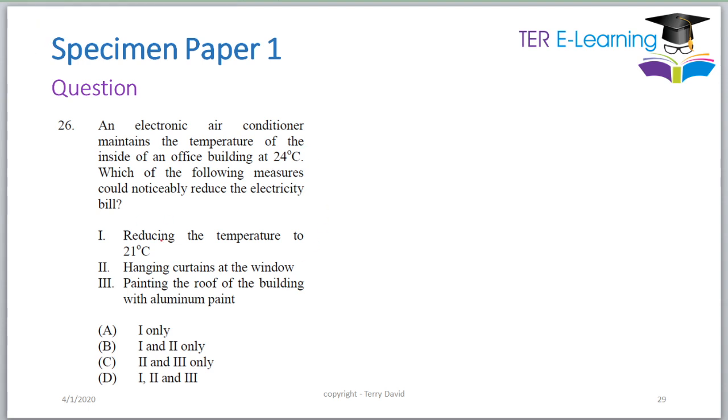So the first one, reducing the temperature to 21 degrees. Well, that is not going to reduce the electricity bill, because if you want to reduce the temperature to 21, it means that I am removing much more thermal energy from the room. So therefore, I'm going to increase my electricity bill by doing that. So therefore, this is wrong.